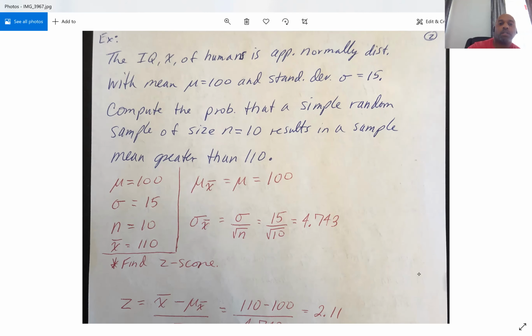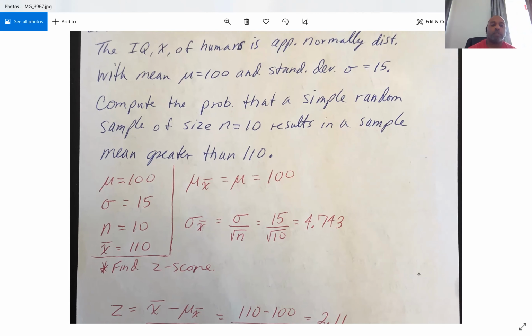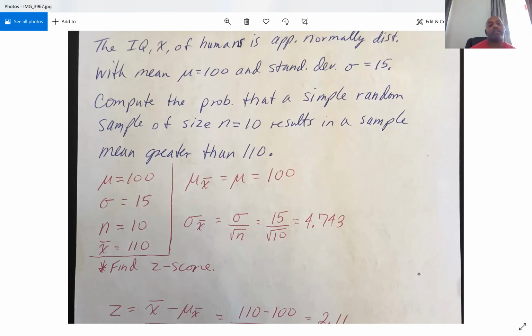All right. So the first thing we always want to do whenever dealing with a word problem is pull out your given information. That's what I have over here in the box. I can't write on the screen when I have it magnified like this. Our mean is 100. Standard deviation is 15. Sample size is 10. And then the data value in question is our 110. We're talking about our mean being greater than 110. So I'll give you a chance to finish writing that out, word problem and such.